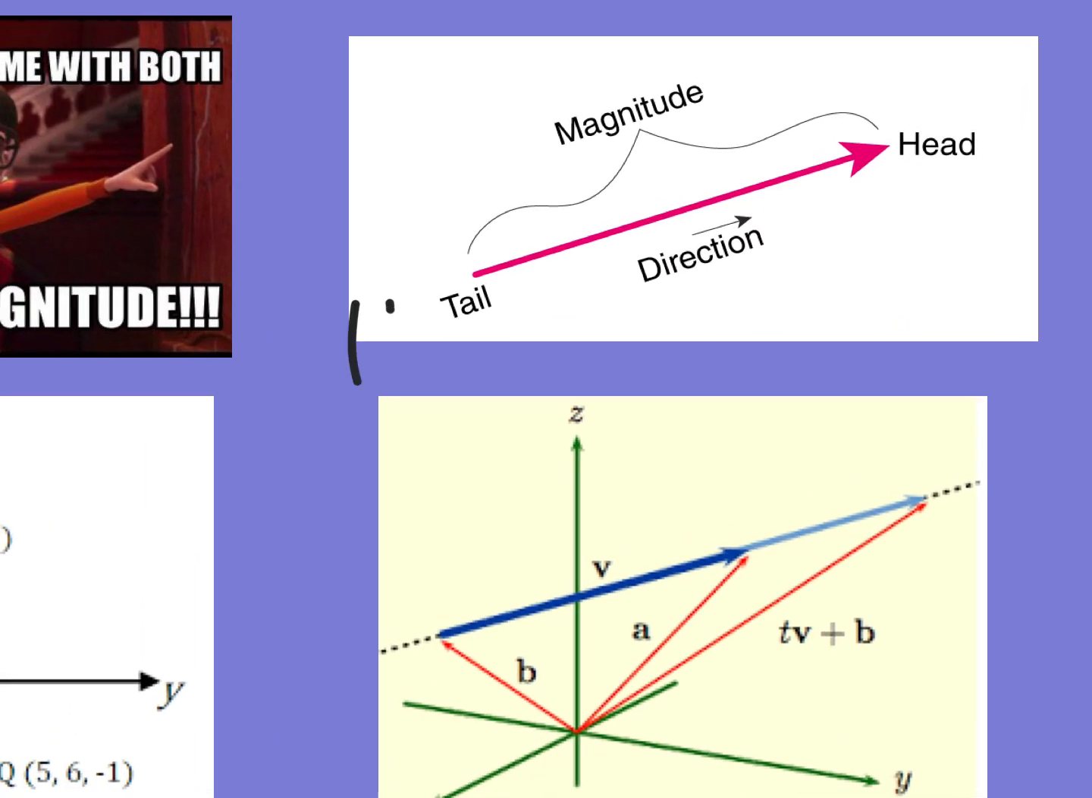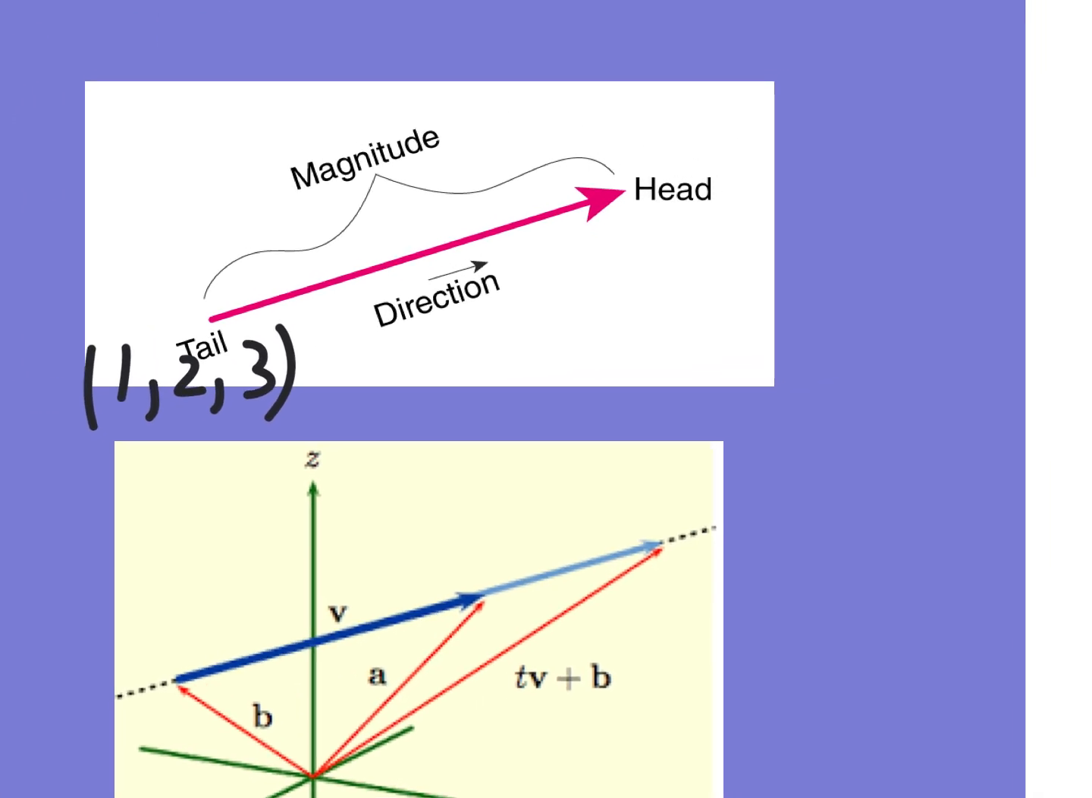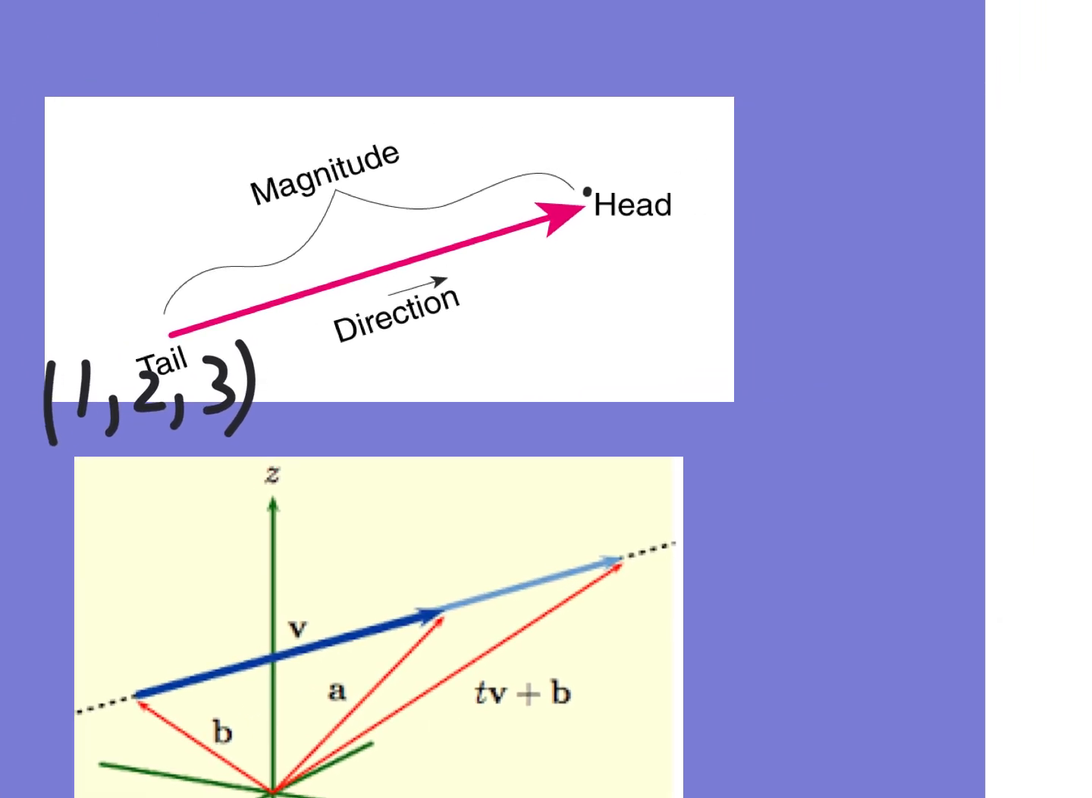If this starts at 1, 2, 3, and it ends at the point 4, 1, 7, you should be able to figure out its vector. Those are points. It's easy to get confused about points versus a vector, but 2 points can make a vector very easy. So figure out the vector for that. I'll pause for a second and give this a try.